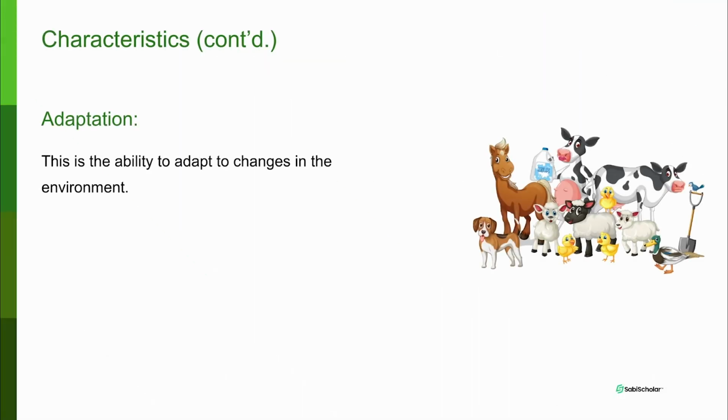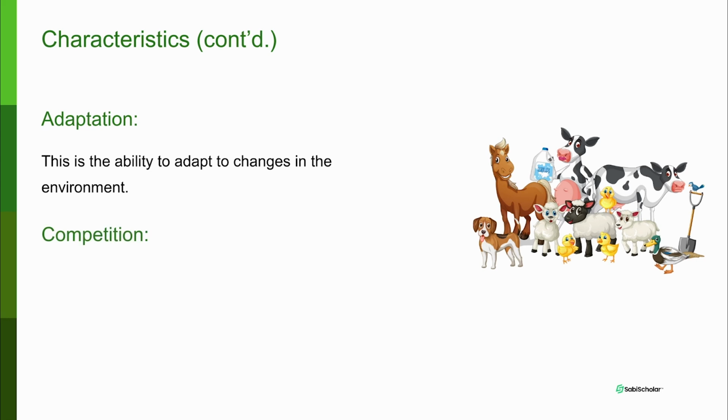Now we have adaptation also. Briefly, adaptation is the ability to adapt to changes in the environment in order to survive. In the environment of living organisms, there are usually moments of unfavorable situations or conditions. So adaptation is the ability of the living organism to actually survive it.